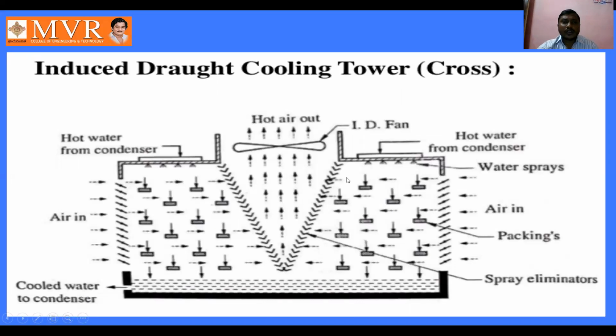And coming to the induced draft cooling tower crossflow, in the same way as the induced draft counterflow, the hot water from the condenser enters into the cooling tower, and the air carries away the hot water in fine water droplets, and how it carries the hot air out into the atmosphere, we have studied in this video.